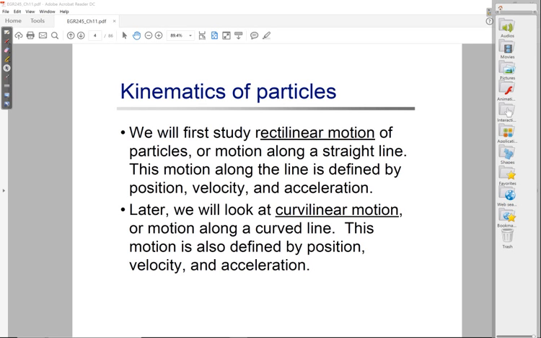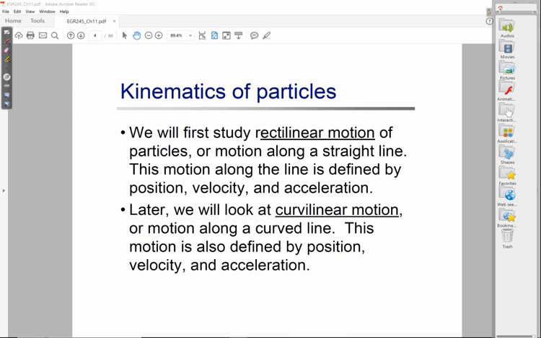All right, so now that that introductory material is out of the way, we're going to start talking about kinematics of particles. And the very simplest type of kinematics is what we call rectilinear motion. Like this term that I've got underlined here. Rectilinear motion means motion along a straight line. So you have an object that just moves back and forth along a straight line.